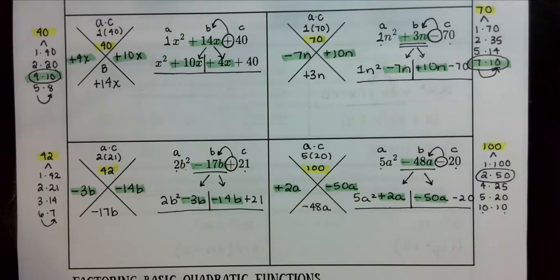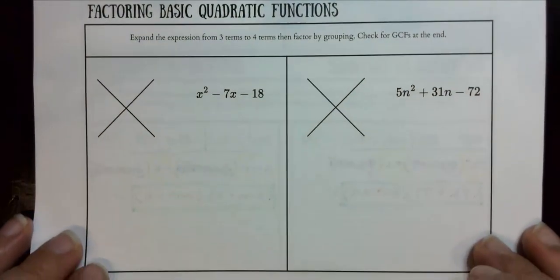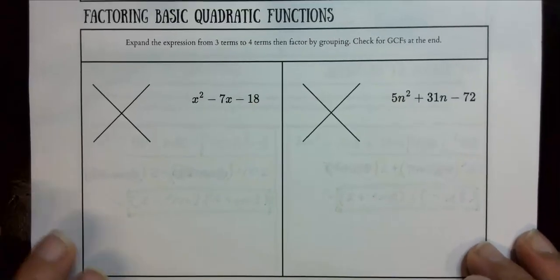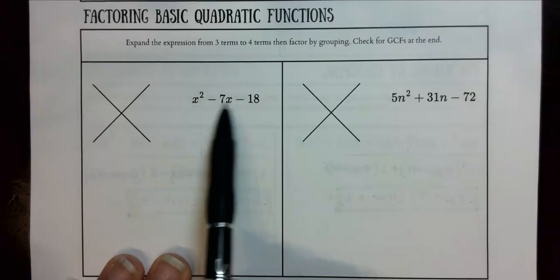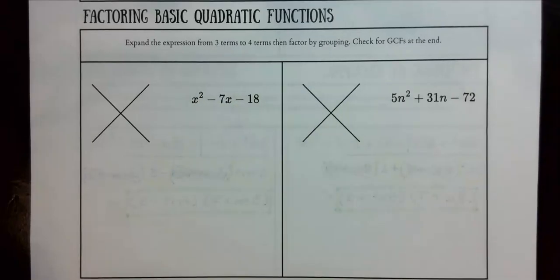So in this video, I'm going to show you how to do it from beginning all the way to the end. So let's go ahead and look at this example right here. Okay, so I have some steps written for you. We're going to expand this expression from 3 terms to 4. Then we're going to factor by grouping, and then don't forget to check for your GCFs at the end to make sure you can't simplify it any further. So let's jump into it.